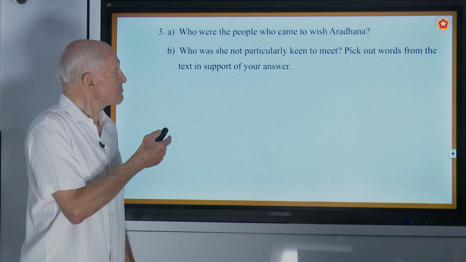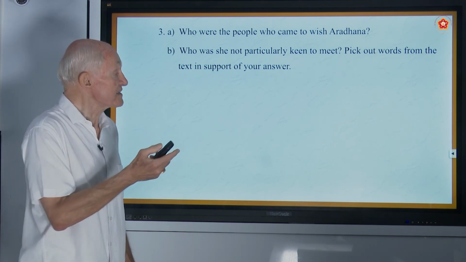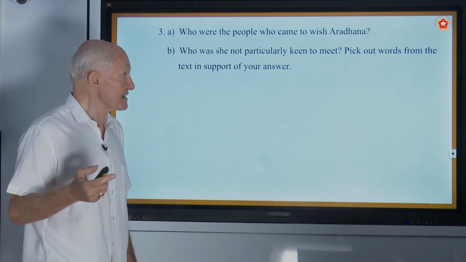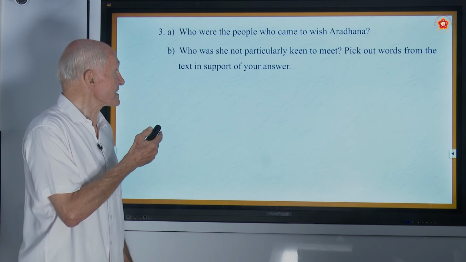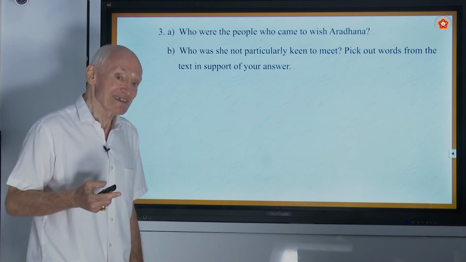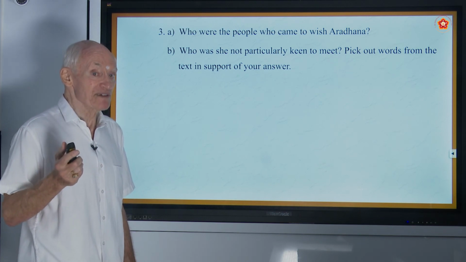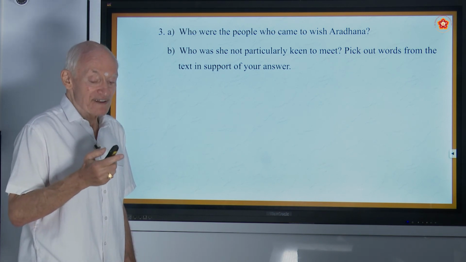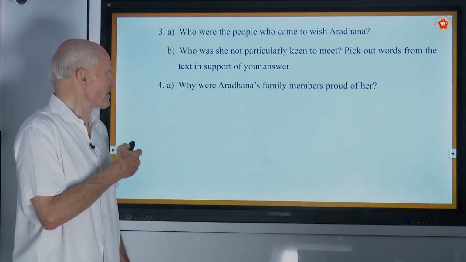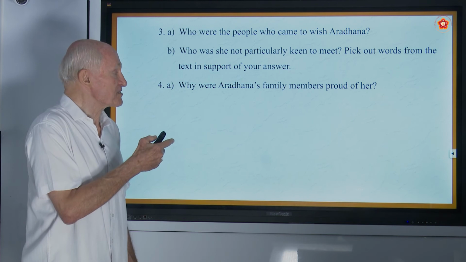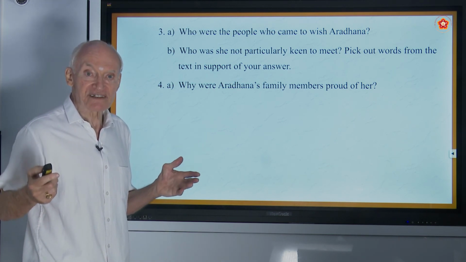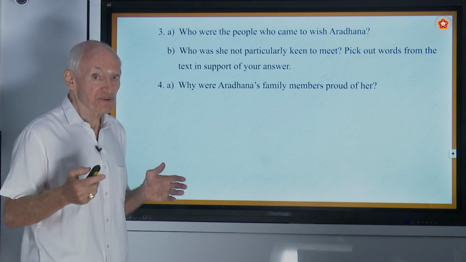B, who was she not particularly keen to meet? Ardna did not really want to meet Aunt Pramila, okay? Pick out the words from the text in support of your answer. Do you remember? She rolled her eyes, okay, and she said, bad omen. Those words show that she's not really hot about seeing Aunt Pramila. 4, why were Ardna's family members proud of her? Because she's doing the inaugural dance for the school. She's the first one who's going to perform.